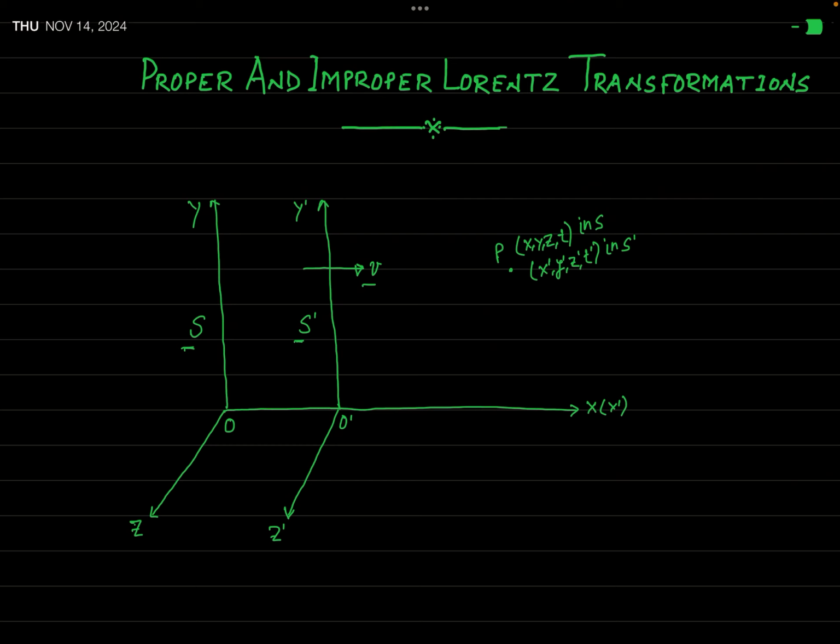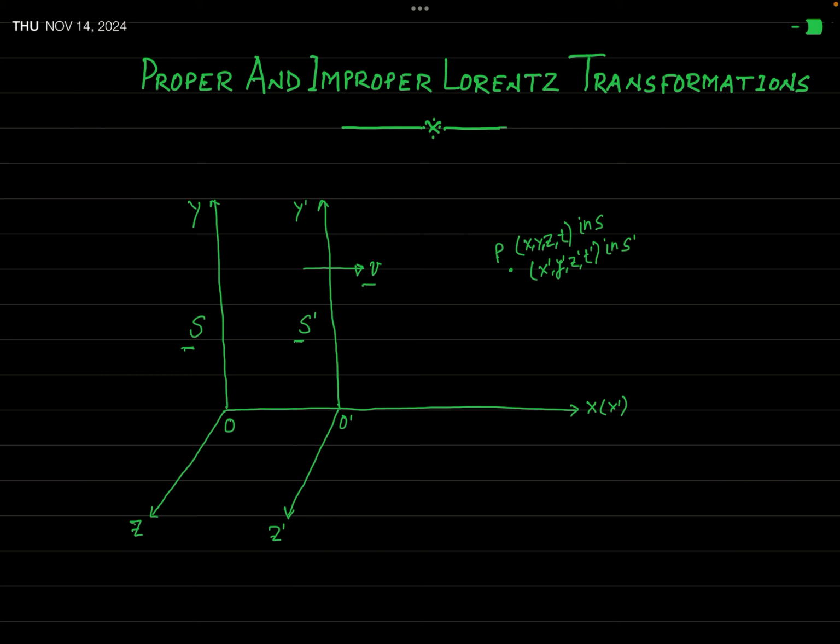The aim of Lorentz transformation is, as I have told you, that if you know an event in frame S, how we can find that event in frame S dashed. When you talk about an event in mathematics or physics, it is described by space and time coordinates.